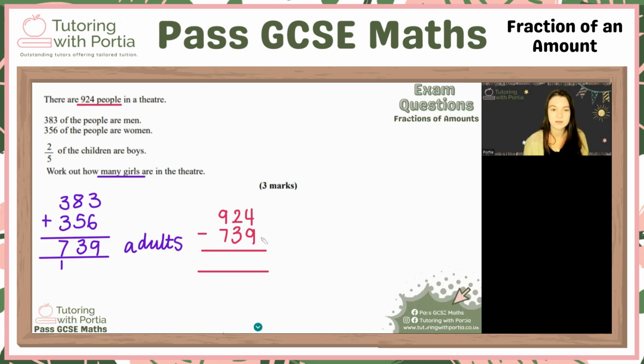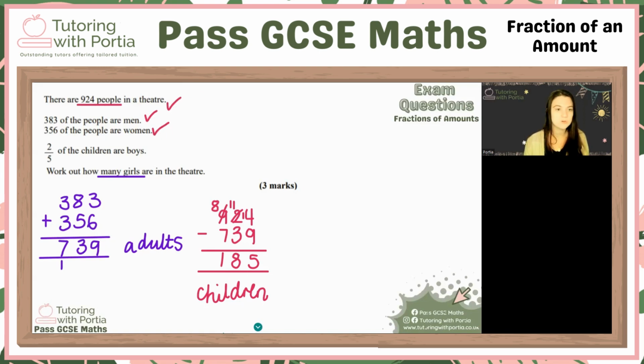So 4 subtract 9 we can't do. We'll exchange the 2 to a 1, so that gives us 14. 14 take away 9 is 5. We can't do 1 subtract 3, so I'm exchanging from this 9, so we have 11. 11 subtract 3 is 8, and then 8 subtract 7 is 1. So that leaves us with 185 children.